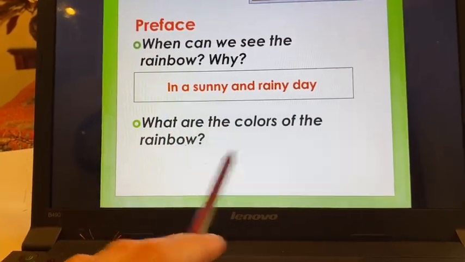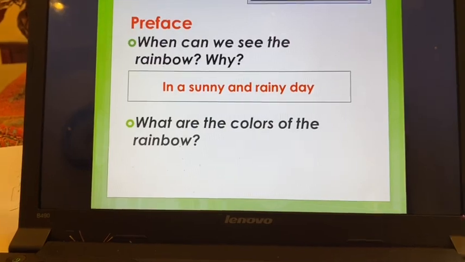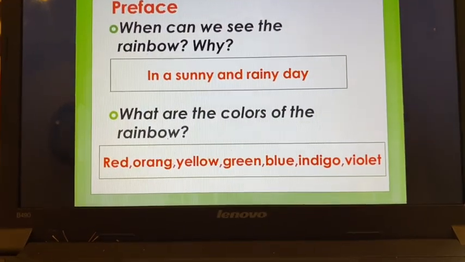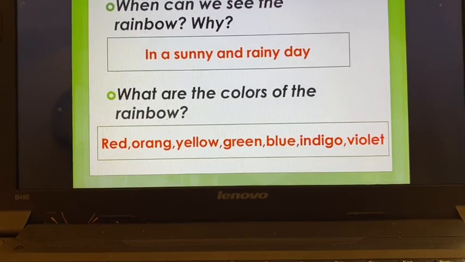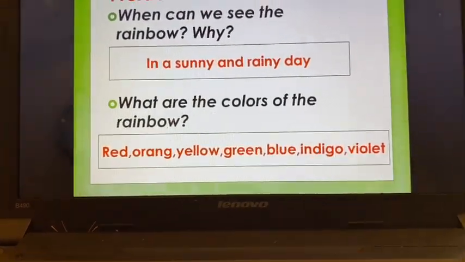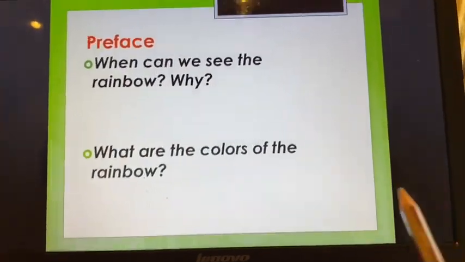What are the colors of the rainbow? Remember, I'm sure you all know. It is red, orange, yellow, green, blue, indigo, violet. These are the 7 colors. Rainbow has 7 colors. Okay?